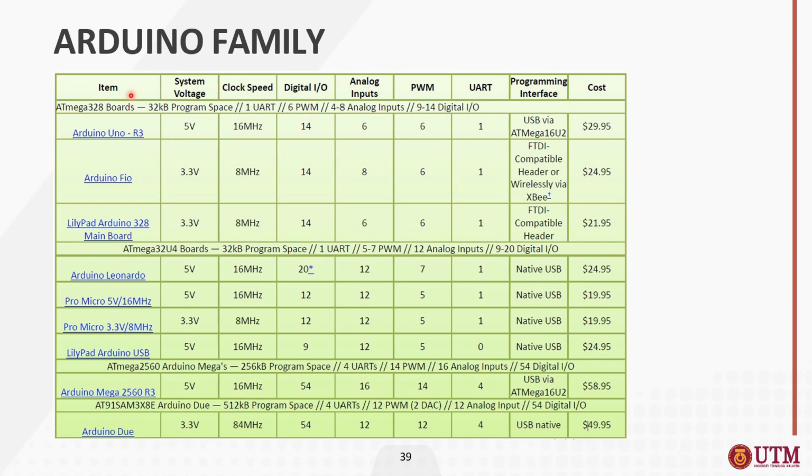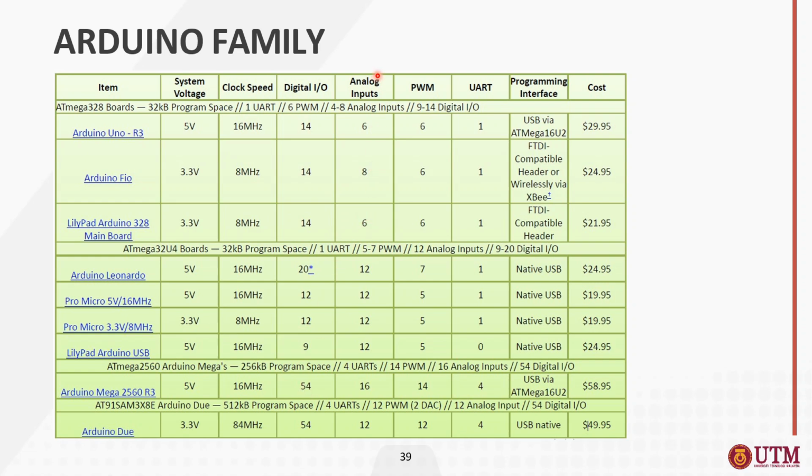Right, so the Arduino family is categorized based on system voltage. Some Arduino can work at 3.3 volts, and some Arduino can work at 5 volts. They are also categorized in terms of the clock speed, which is the speed of the processor. Some are 16 megahertz, some processors are 8 megahertz, and so on. As you can see here, Arduino Due is 84 megahertz, which is very fast compared to the other types of Arduino. Next, it is also categorized in terms of digital I/O pins. Either you have 14, you have 20, or you can have up to 54 pins.